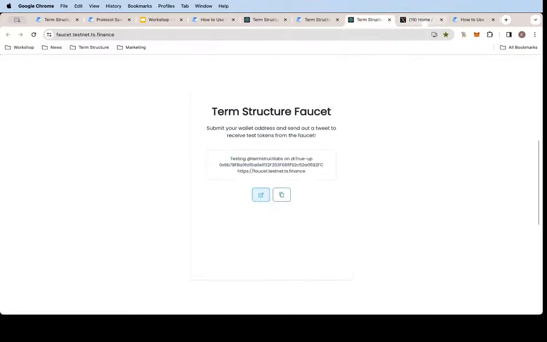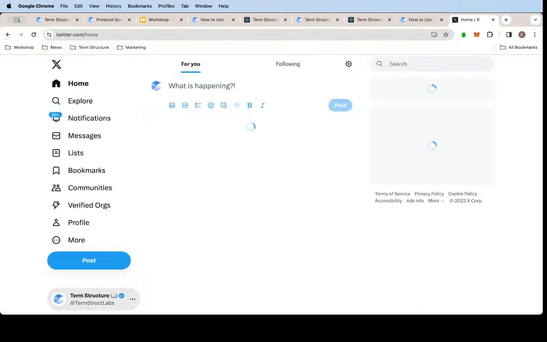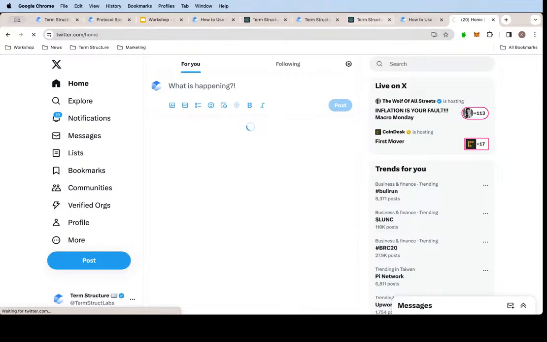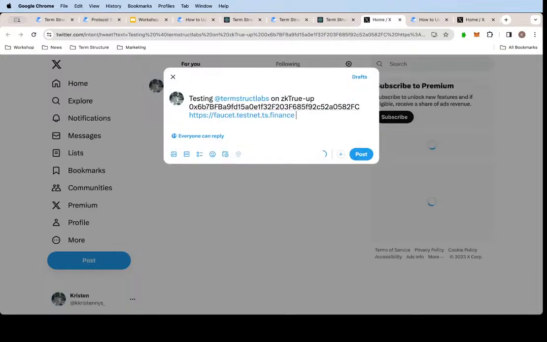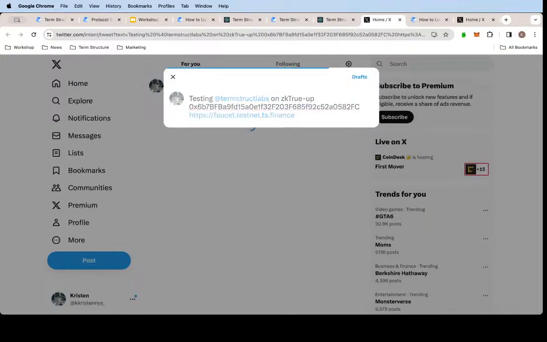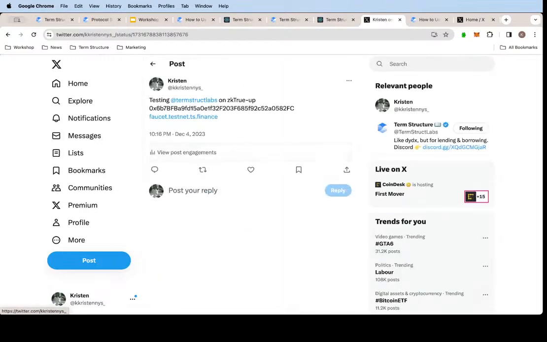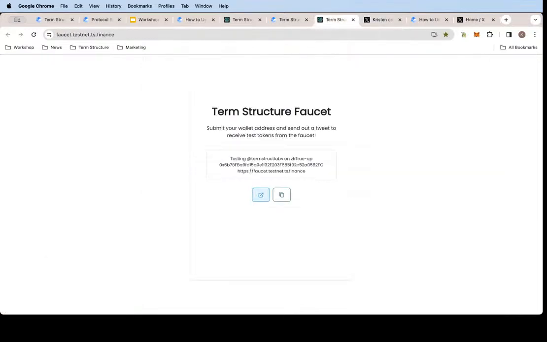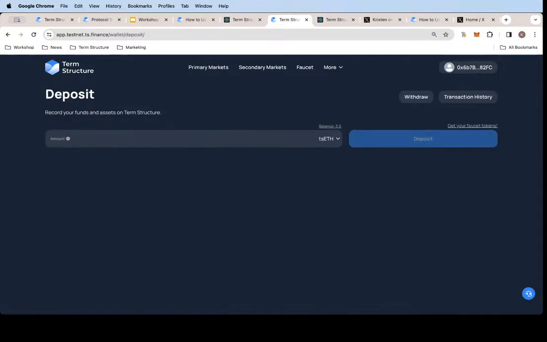Wait, let me switch the account first. So let me just click this pop-up icon, and then I'll click post. Then you'll be able to view the post that you just sent on Twitter. Please wait for a few minutes for the faucet to detect that the tweet has been sent. If it is successful, you will be able to find the tokens here.